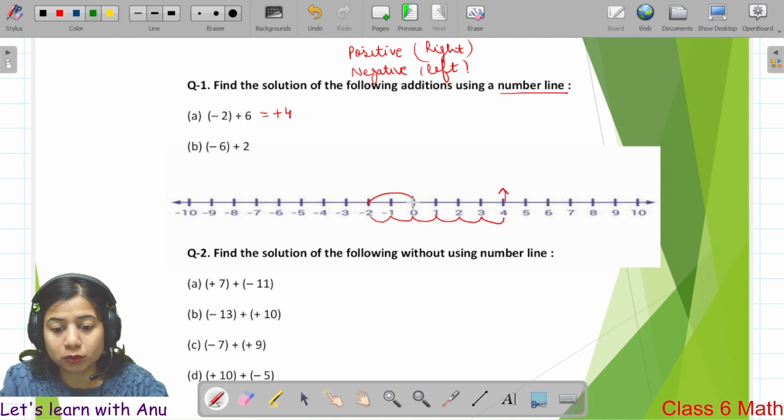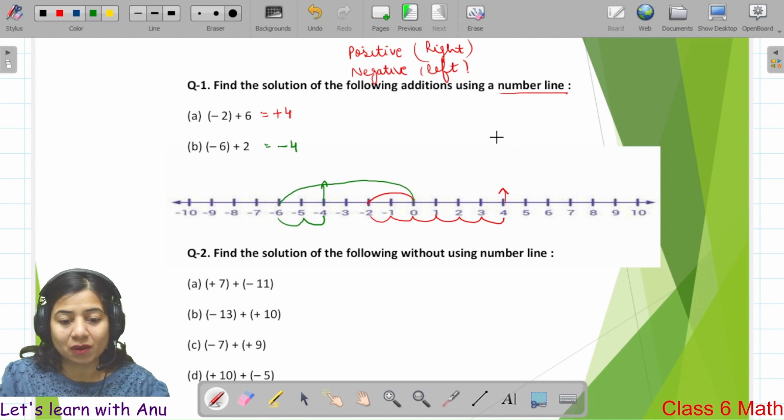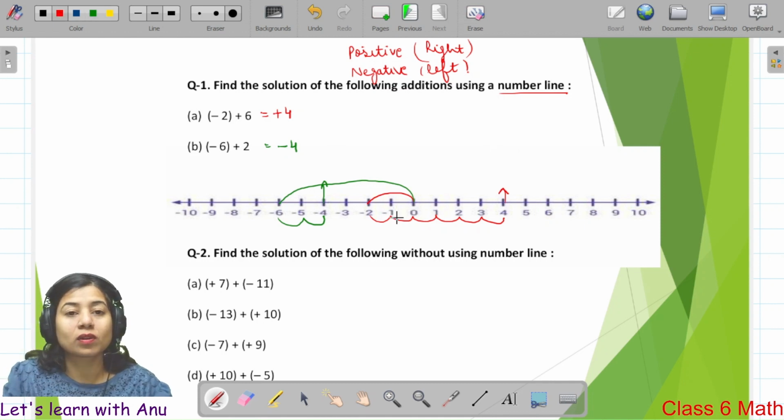Let's do the B part, minus 6. Firstly I'll jump to the first number, that's minus 6. Then it is plus 2. Again 2 steps to the right. 1 and 2. So the answer comes out to be minus 4. Quite easy. Then let's solve the next question.